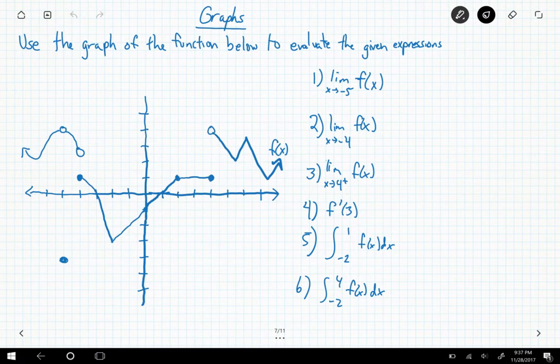Now let's go forward to using graphs. Use a graph of the function below to evaluate the given expressions. We have the limit as x approaches -5 of f of x. So what do we do? Well, notice that's x equals -5.